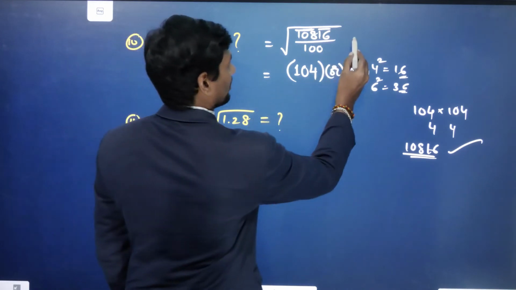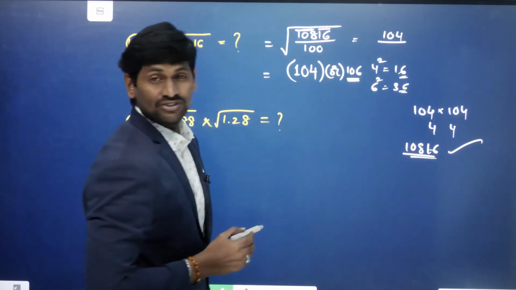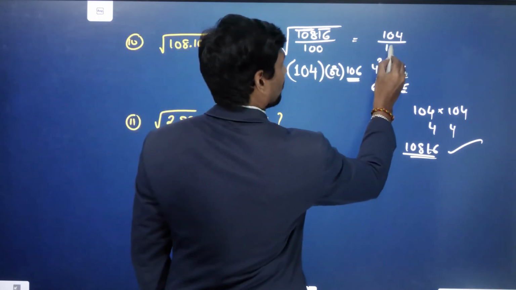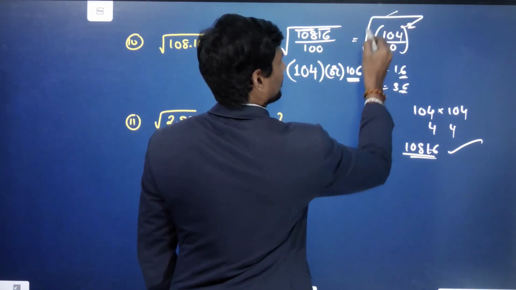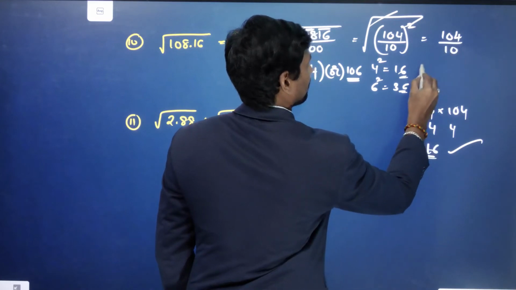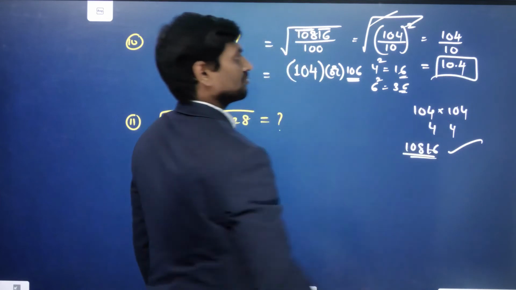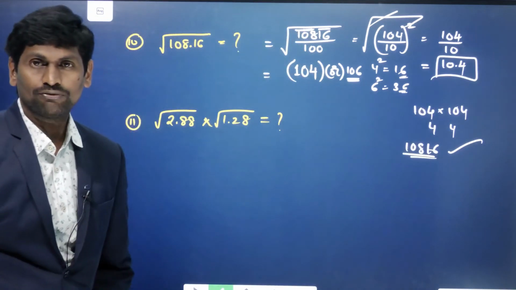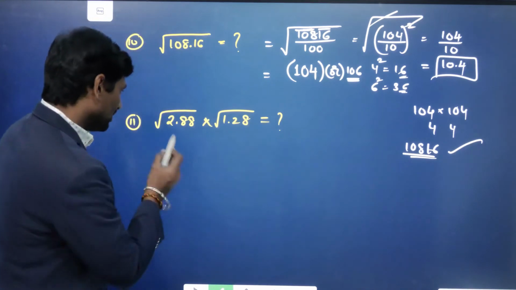So we can write this one as 104 by 100, also a square number. 10 tens are 100. 104 by 10 whole square and root. Square root cancel. This is 104 by 10. Nothing but 10.4. Our required answer is 10.4. Check. Same way this one also.